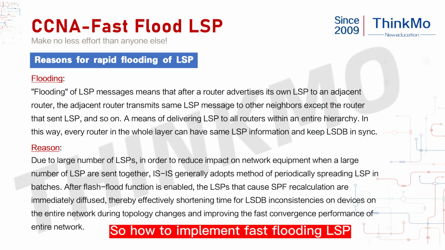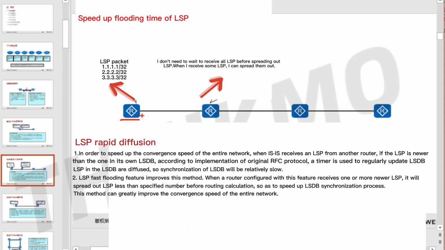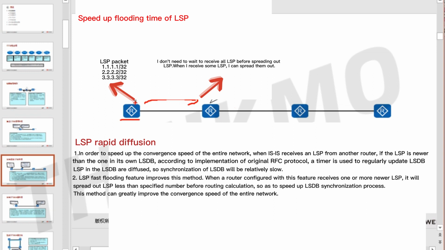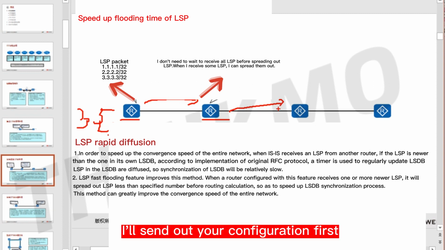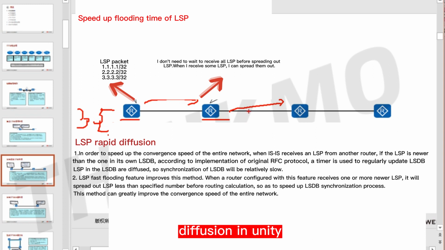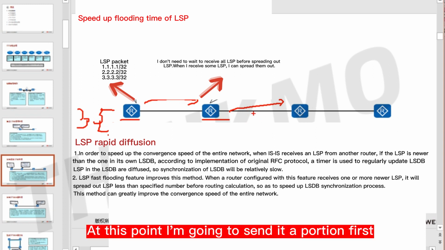So how to implement fast flooding of LSP? Let's start by speeding up LSP flooding. In this picture, the first device has 3 LSPs, and it passes them on in the process. This router doesn't need to wait until it receives all the LSPs before flooding them out. Let's say I only got 3 or 5 LSPs, and after sending, the device only received 2. I'll send those out first. You don't have to wait until you get all of them. You do not need to receive all LSPs before flooding. At this point, I send a portion first.